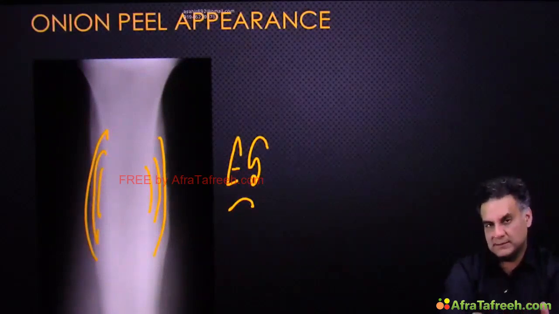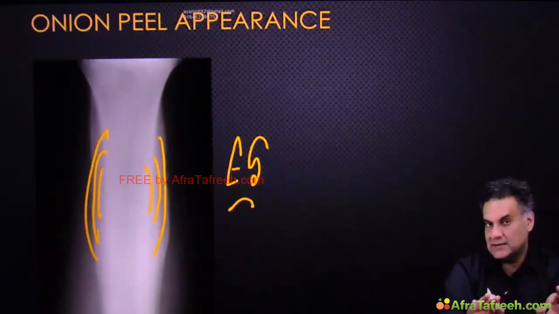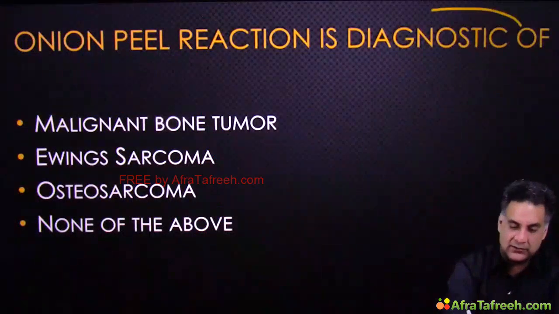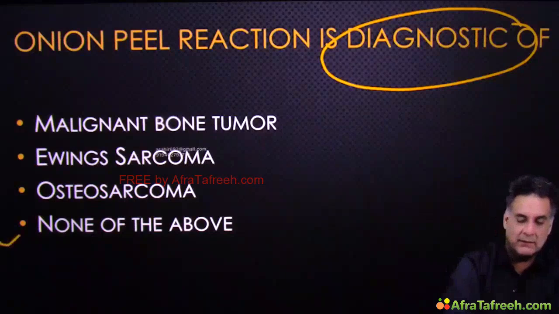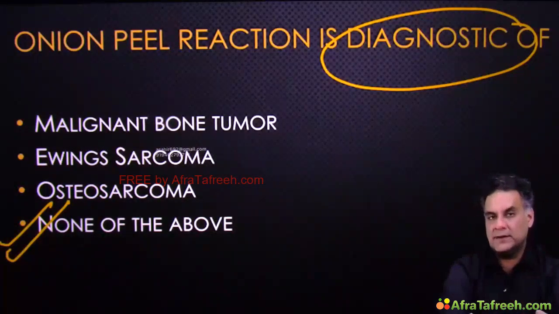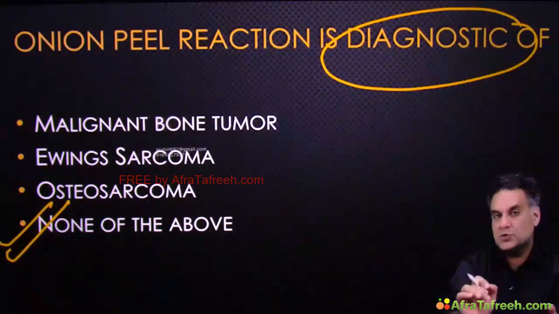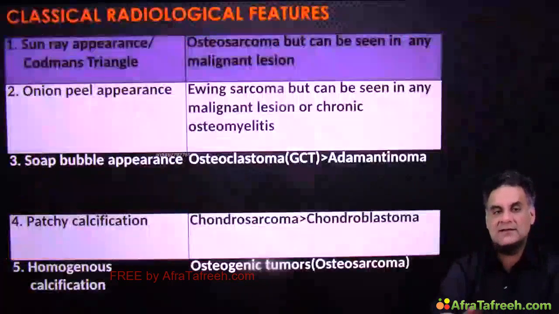Remember one golden principle: tissue is diagnostic, radiology is suggestive. If they ask you, onion peel reaction is diagnostic of, the diagnostic test is biopsy. Or the option, none of the above. People end up marking Ewing's or malignant bone tumor. That should not be the case. Remember, tissue is diagnostic, radiology is suggestive.